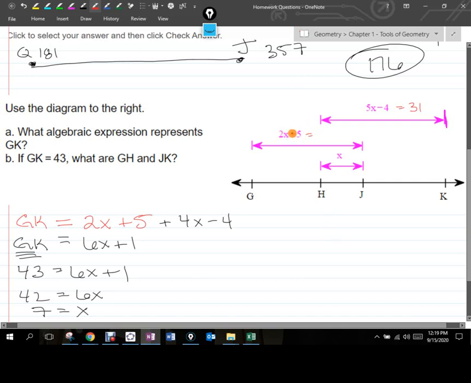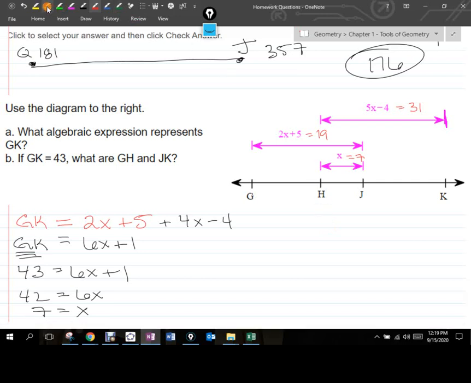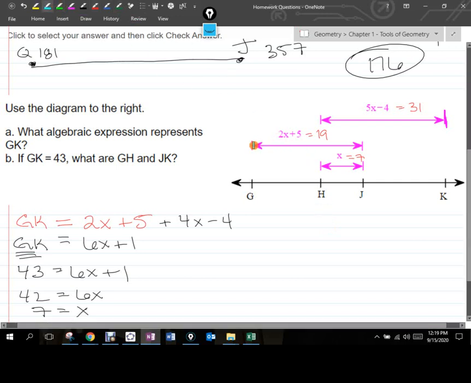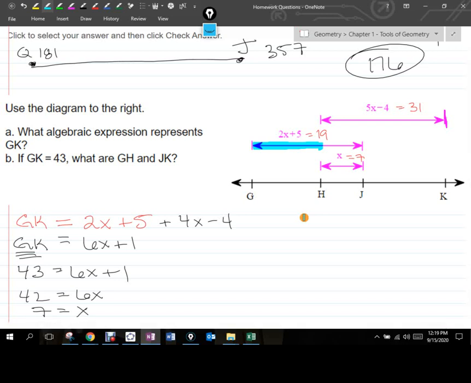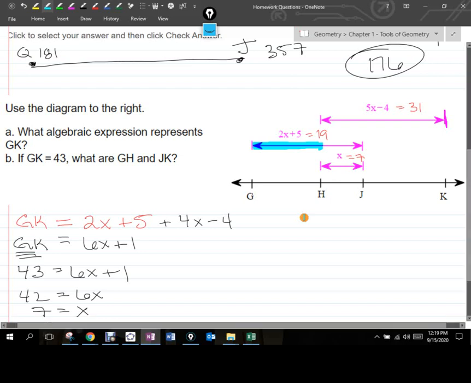Okay, 2 times 7 is 14, plus 5, 19. And this x is 7, right? Does that make sense, everyone? Would you guys agree, if I walk G to H, I'm going to walk less than 19, but don't I walk 7 less than 19? And see how that x overlaps that segment? Does that make sense? So 7 less than 19 would be 12, correct?